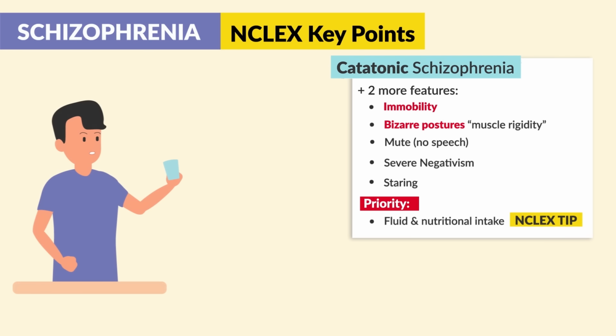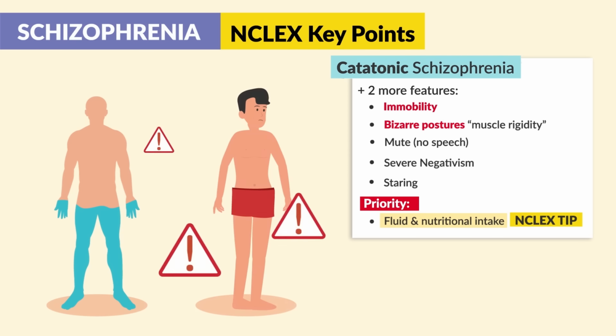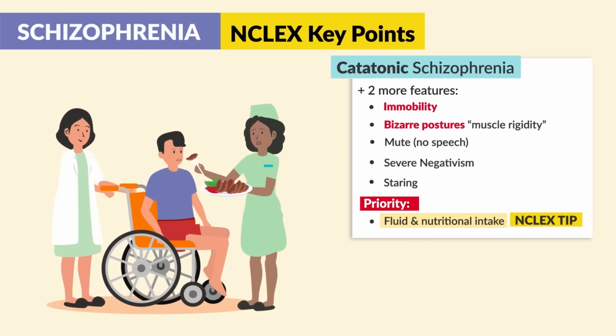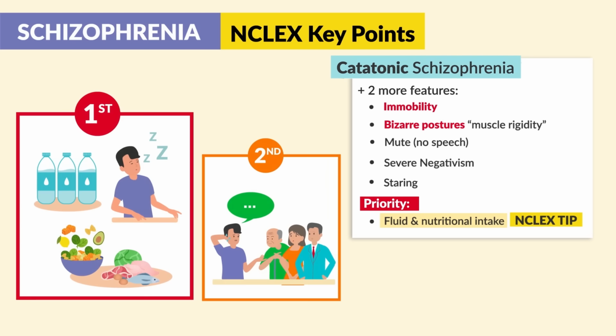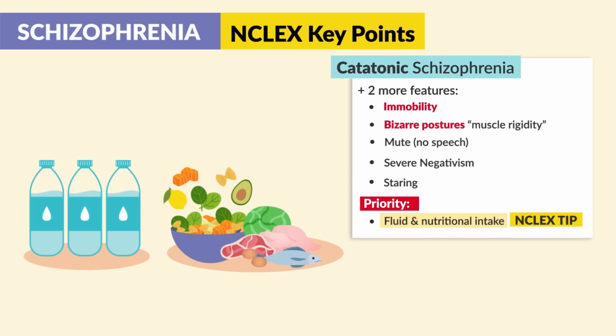Now the priority here is fluid and nutritional intake. Huge NCLEX tip, as these clients are at high risk for dehydration and malnutrition. Some clients even need total body care due to the lack of mobility. Now physiological needs always take priority over social and even psychiatric needs, like verbal communication. So don't let the NCLEX trick you here. Fluid and nutritional intake are priority, since it follows Maslow's hierarchy of needs.